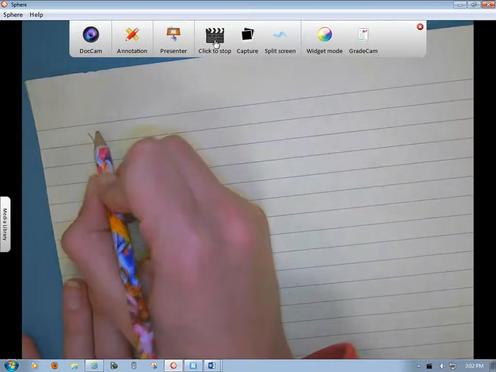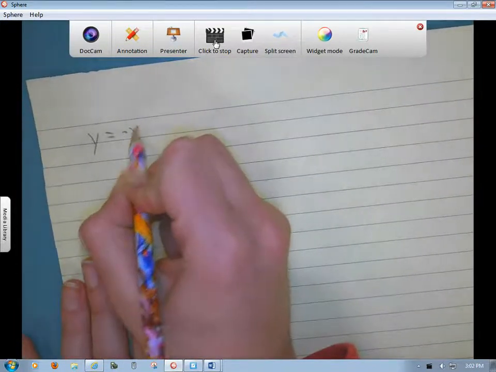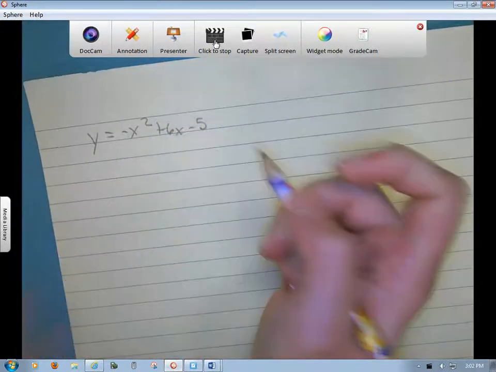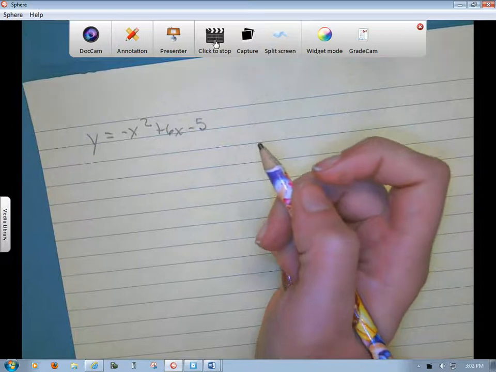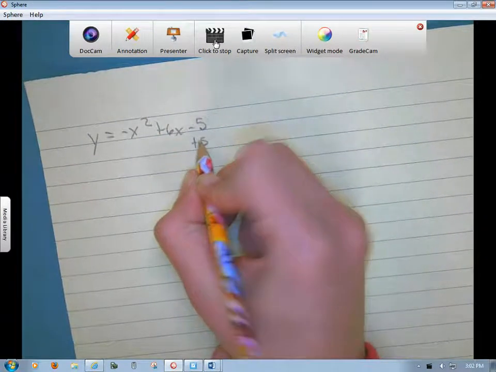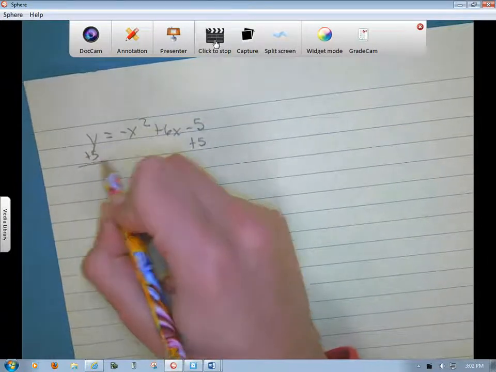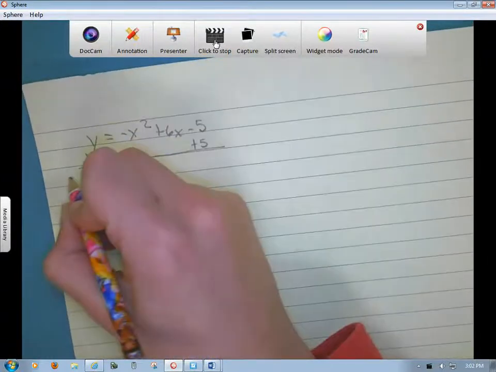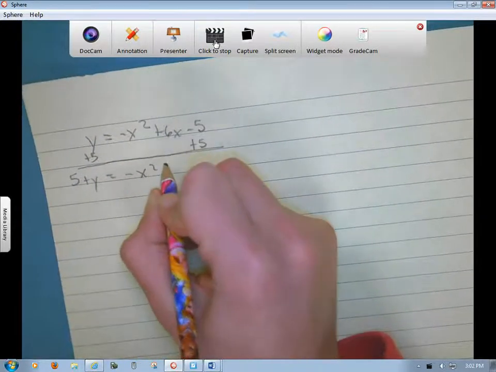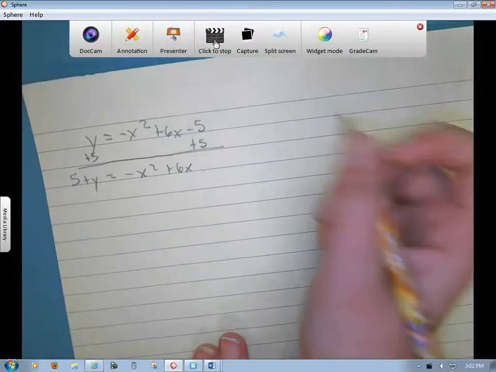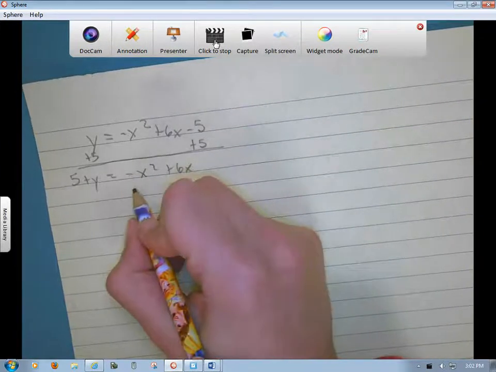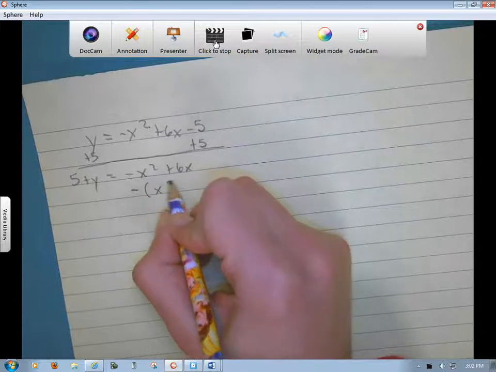So y equals negative x squared plus 6x minus 5. So I'm going to complete the square. So I'm going to move this c, which is 5, over to the other side. Okay, so I got 5 plus y equals negative x squared plus 6x. Now I can't complete the square with a negative here. So I'm going to factor it out.